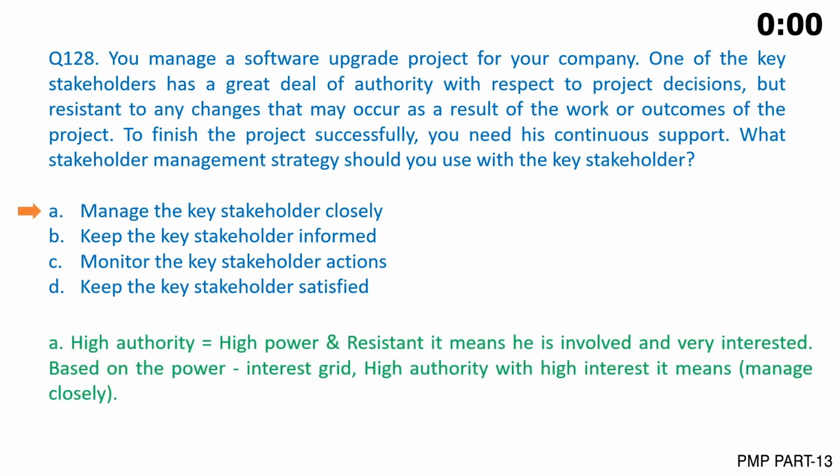The correct answer is A. High authority equals high power, and resistant means he is involved and very interested. Based on the power-interest grid, high authority with high interest means manage closely.